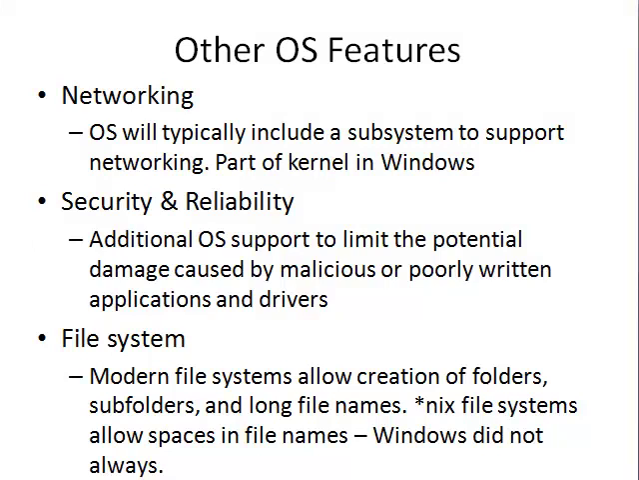So some other operating system features. Networking: operating systems will typically include an element to support networking. That's part of the kernel on Windows. Also security, reliability, and the file systems. And file systems may vary in how users can name files. So early versions of Windows and DOS, for example, limited file names to, I think it was 8 characters in the file name and then a 3-character extension. Unix file systems tended not to use extensions and allowed a different range of symbols in the file names and have always allowed spaces in file names, which Windows did not always do.